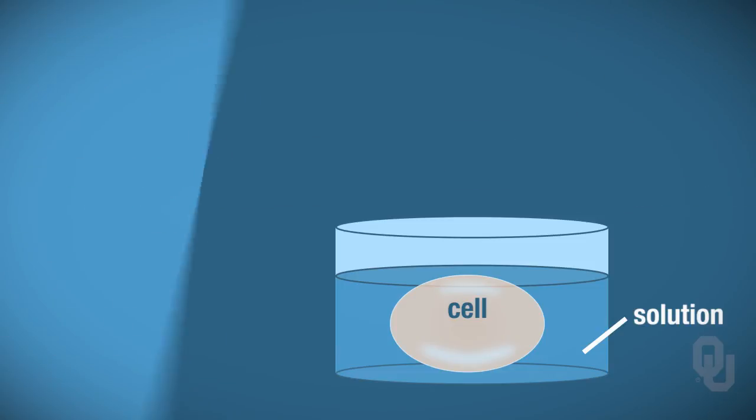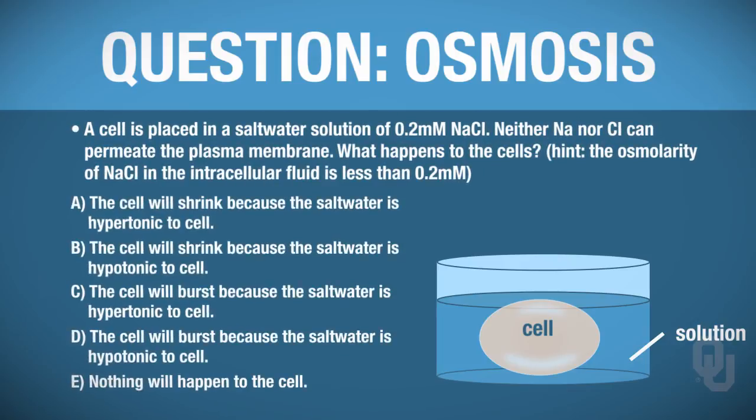Okay, so here's a practice problem for you. And so what I'd like for you to do is to pause the video and work this problem. So here we have a cell, and it's placed in a saltwater solution of 0.2 millimolar sodium chloride. Now, in these problems, it's always going to be important for you to draw, okay? So I'm just going to take a cell and I'm going to put it into my solution. So here's my cell, okay? And I'm putting it into a saltwater solution that has 0.2 millimoles of sodium chloride.